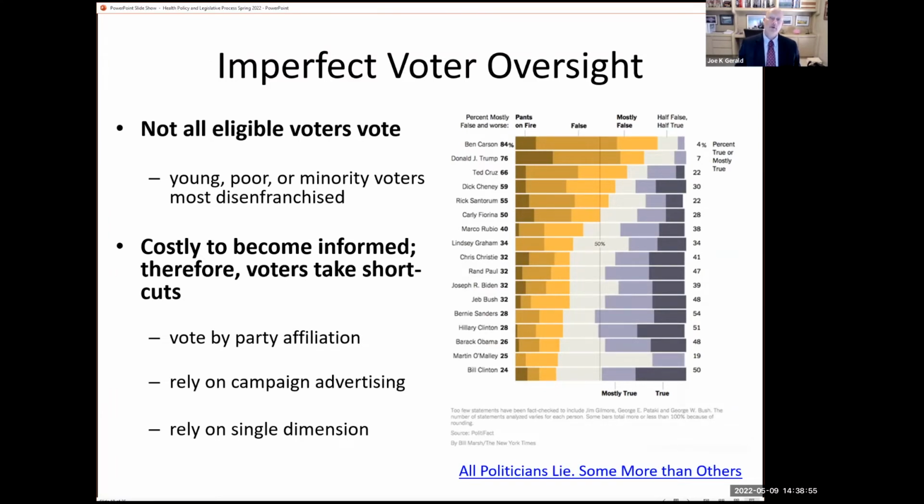And so when I go to vote, I don't know who I'm voting for. I just vote by party, and I vote a straight ticket or choose all Republicans or all Democrats. Well, that's not very good at holding elected officials accountable. Or I may say, okay, well, I'm going to make some individual decisions and I rely on campaign advertising.